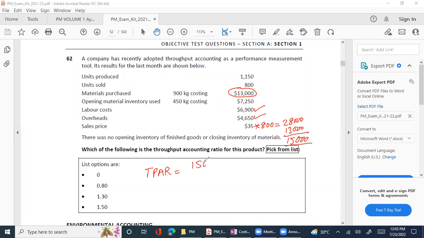And in the previous example, I told you that if you are not having the per hour calculation, you can simply use the total calculation. So I am using the total throughput, which is 15,000, and total fixed factory cost are 11,550. So I will arrive at a throughput accounting ratio. It could be either 1.3 or 1.5. Please check which option is suitable.